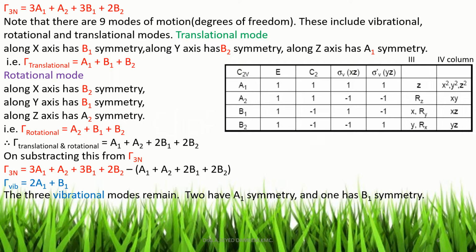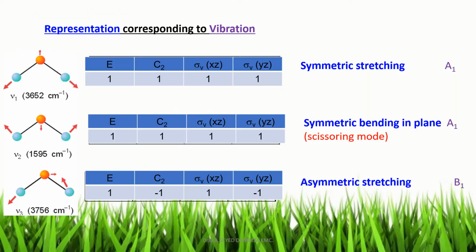Now on subtracting these translational and rotational mode representations from gamma 3N, we get the vibrational modes, that is 2A1 plus B1. That is, two vibrations have A1 symmetry and one vibration has B1 symmetry. This gamma vibration is equal to 2A1 plus B1. This slide shows the representation corresponding to vibration.